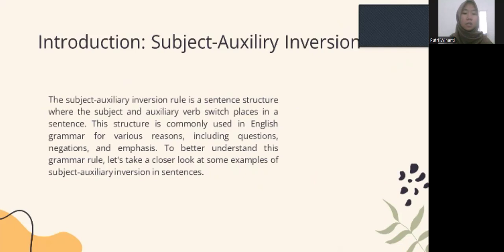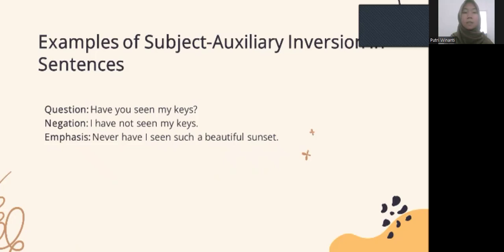The subject auxiliary inversion rule is a sentence structure where the subject and auxiliary verb switch places in a sentence. This structure is commonly used in English grammar for various reasons, including questions, negations, and emphasis. To better understand this grammar rule, let's take a closer look at some examples of subject auxiliary inversion in sentences.